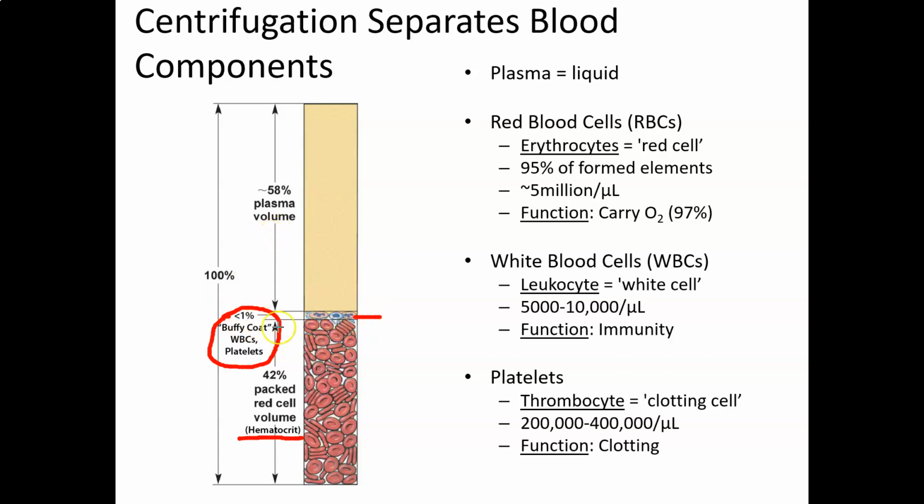So we just ignore the buffy coat for calculation purposes, and we just say, okay, if the hematocrit, which is the packed red cell volume, is 42%, then we just take the difference from 100% and say, oh, the plasma is 58%, and so on. So we just do that. So if the hematocrit was 30%, right? So if this was 30%, then the plasma would be considered 70%.